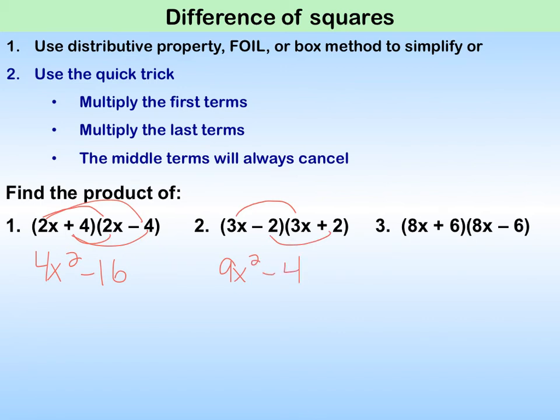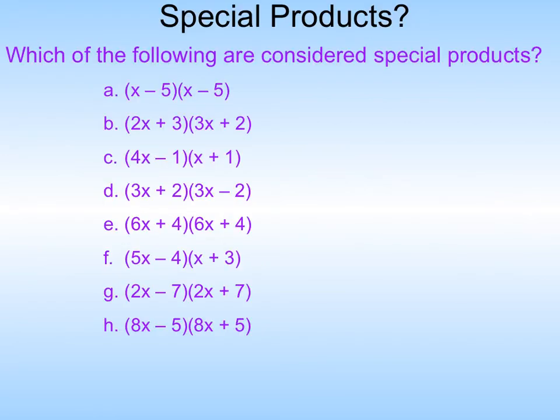And then number 3, you can do your first two terms to get 64x squared and your last two terms to get minus 36. If you're not good at shortcuts, again, you can do the full FOIL or box method or distributive here, but you should always get those middle terms to cancel when you start with two binomials with opposite signs. So how can you tell this will happen from the original binomials, that those middle terms cancel? It's when you have the same exact two binomials with opposite signs.